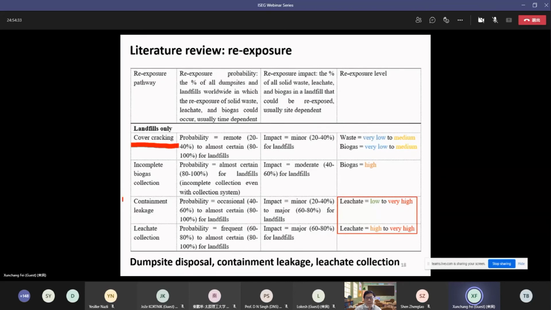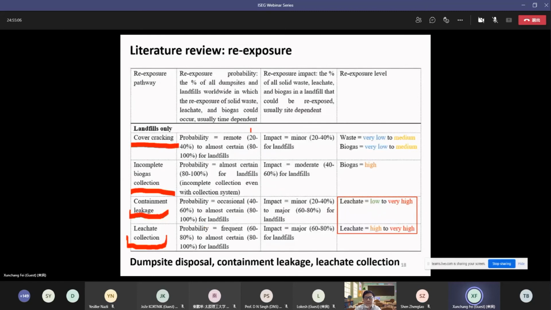But for these cases, mostly, the level or the score is not very high, meaning they are not very likely going to release a huge amount of plastic waste and microplastics to the environment. The other two things that we need to keep in mind are contaminant leakage and leachate collection from the sanitary landfills. They are going to transport a significant amount of microplastics from the disposal sites, from the landfills, to the other environments.